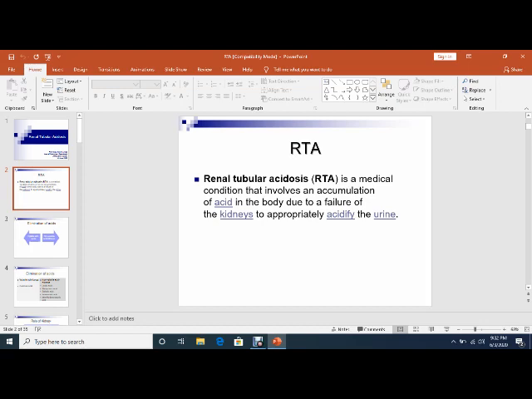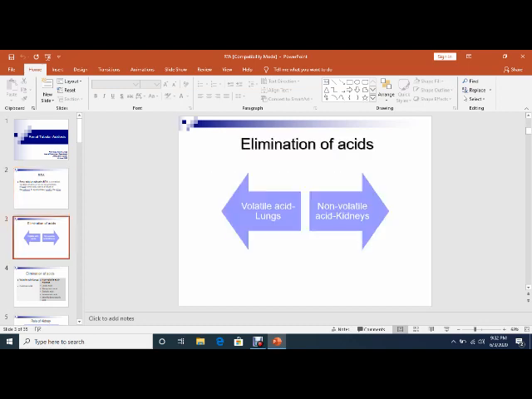Why are they accumulated? Due to renal failure, the kidney can't acidify the urine. So either there is an acidification defect, or there is accumulation of acids due to renal failure. Elimination of acids: there are two types of acid, eliminated by the lungs and the kidney.